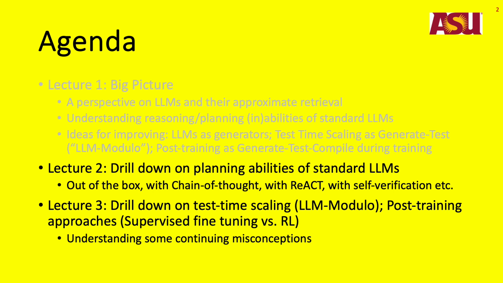I sort of gave a quick overview of that, and in today's lecture, we'll drill down on the planning abilities of standard LLMs, especially right out of the box, or with chain of thought, with ReAct, with self-verification, all these things. Half of this is to point out that they actually have limitations, and all of this stuff is referred and published and so on. We'll talk about that, understanding what the limitations are for large language models.